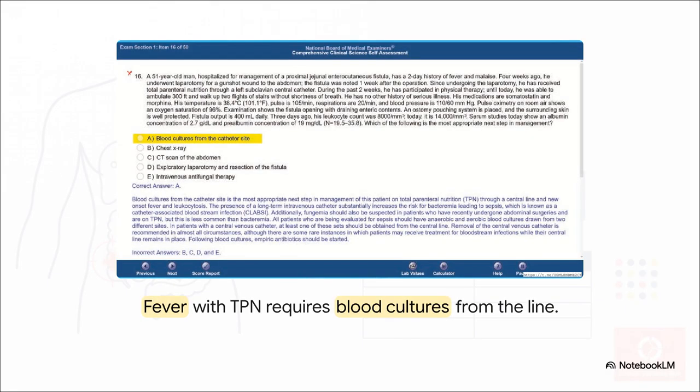And of course, you have to watch out for the atypical vectors. Say you have a patient on total parenteral nutrition, or TPN, through a central line, and they get a sudden fever and leukocytosis. Your immediate reflex? Draw blood cultures straight from that catheter site. You absolutely have to rule out a central line-associated bloodstream infection, a CLABSI, before doing anything else.